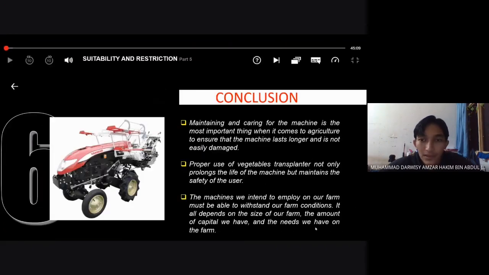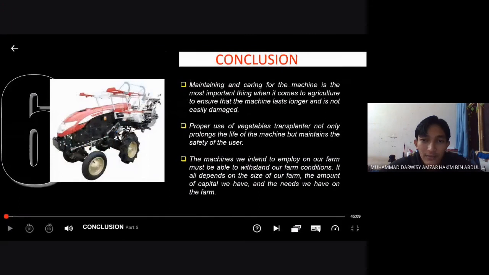Next one. So what is the conclusion? The conclusion is that maintaining and caring for the machine is the most important thing when it comes to agriculture, to ensure that the machine lasts longer and is not easily damaged. Second, proper use of the vegetable transplanter not only prolongs the life of the machine but maintains the safety of the user. Next one, the machine we intend to employ on our farm must be able to withstand our farm conditions. It all depends on the size of our farm, the amount of capital we have, and the needs we have on the farm.